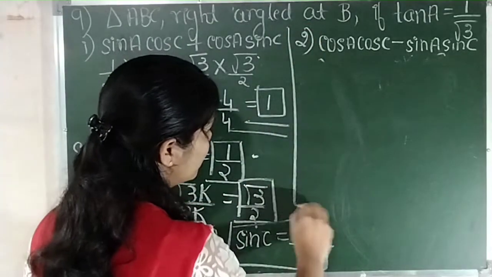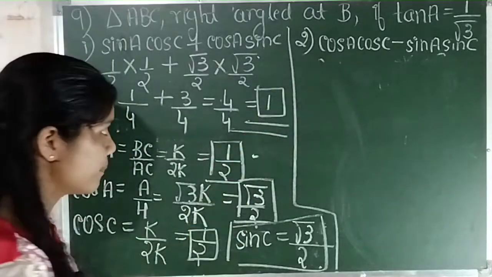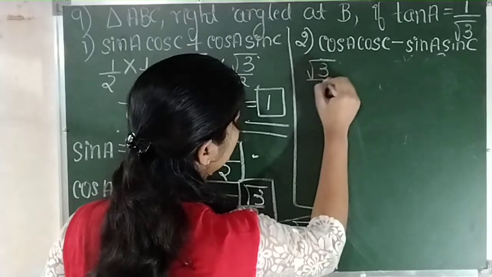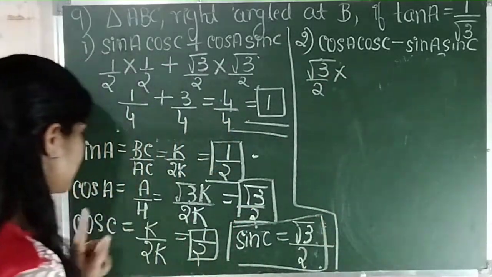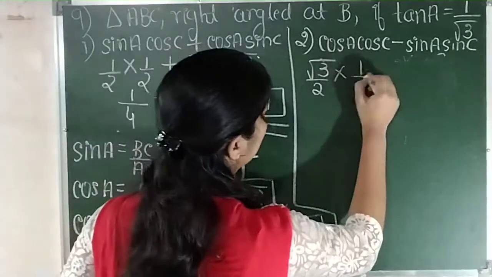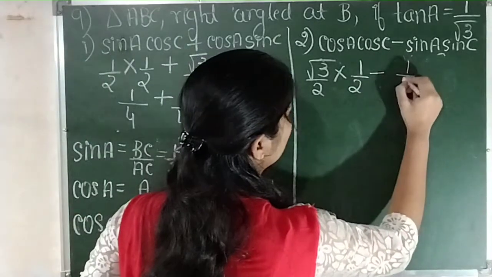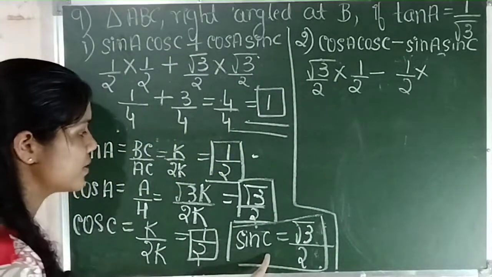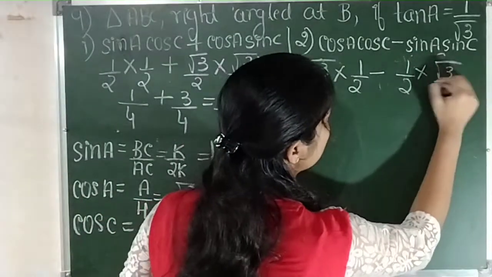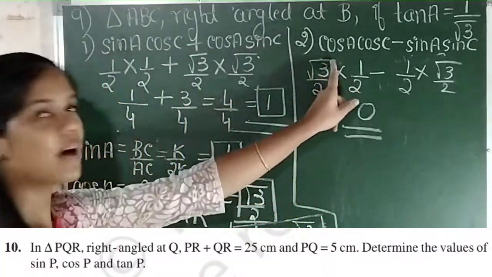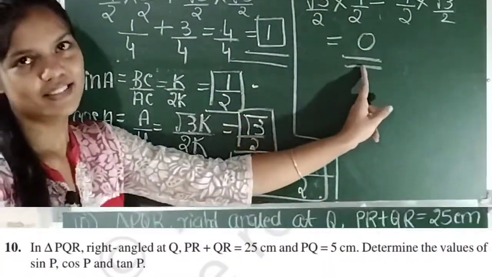Now substitute the values here. Cos A is nothing but root 3 by 2, cos C is nothing but 1 by 2, minus sin A is 1 by 2 into sin C is root 3 by 2. So this is equal to 0. The value of the second question is 0.